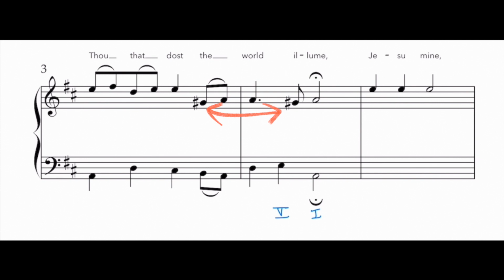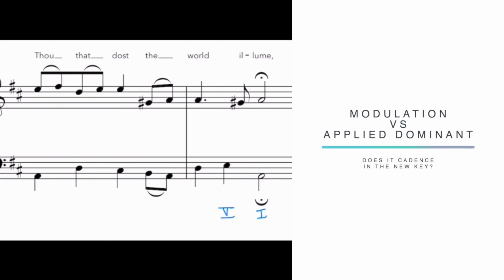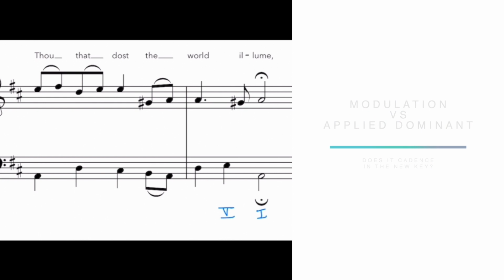There are 2 main reasons this accidental tells me it's a modulation. There are multiple G sharps, and there's a perfect fifth in the bass at the cadence, along with the accidental telling me this is probably an authentic cadence in A major. Remember that the biggest difference between an applied dominant and a modulation is that modulations cadence in the new key.